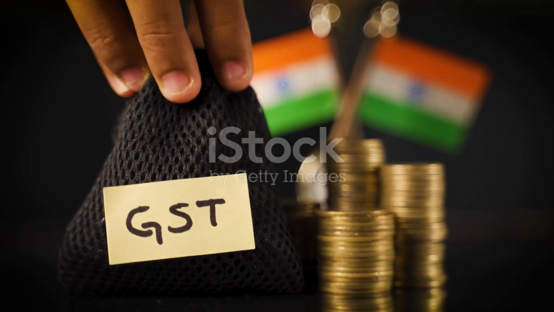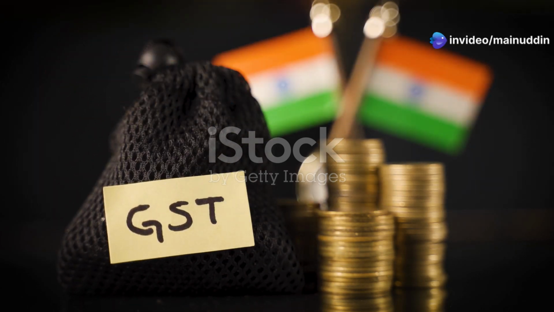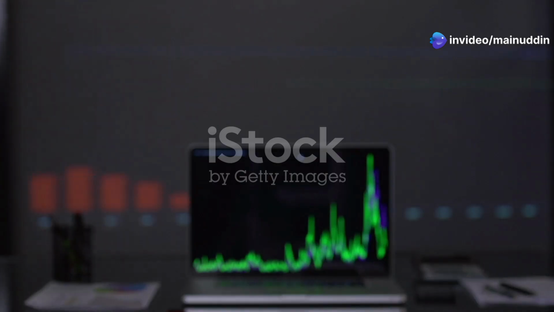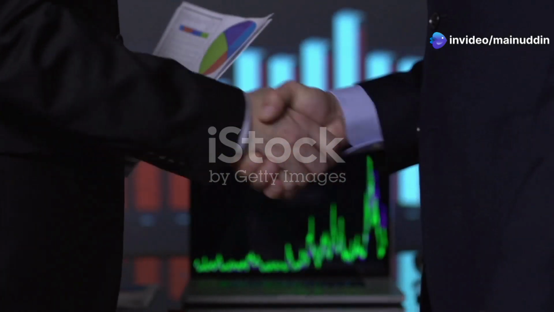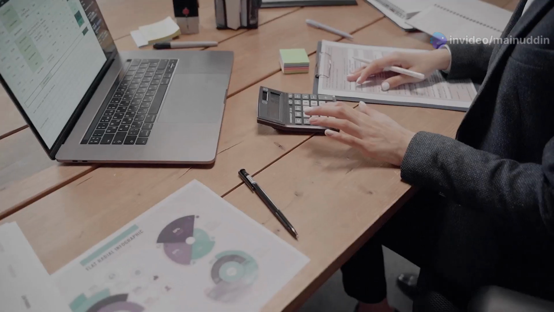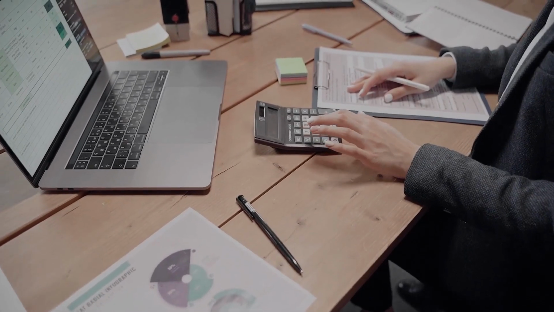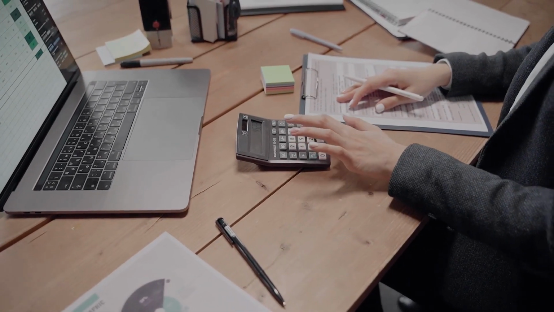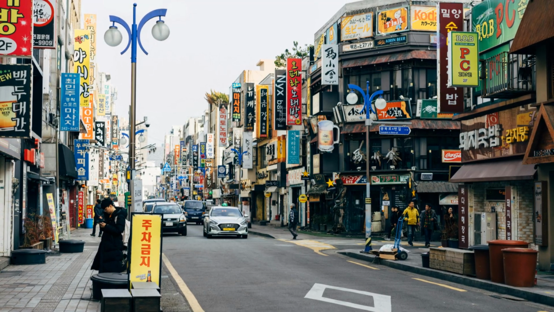Section 5. Advantages of GST. Benefits for all. GST has brought many benefits to businesses, consumers, and the government. For businesses, GST has simplified the tax system, reduced compliance costs, and created a level playing field.